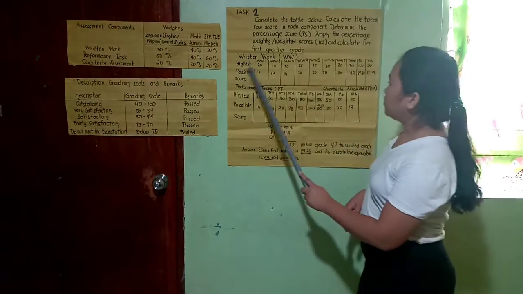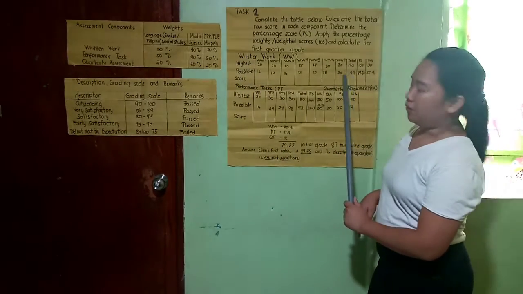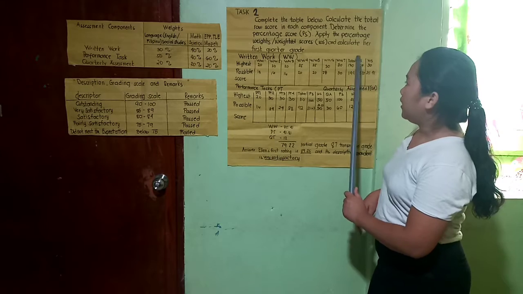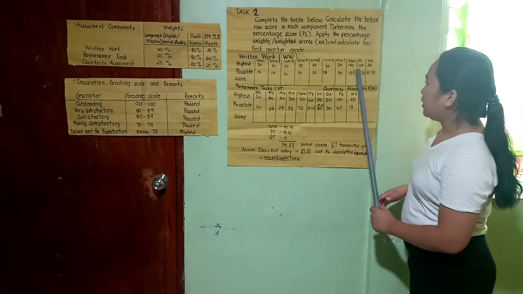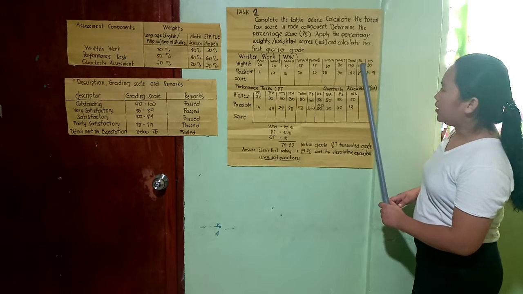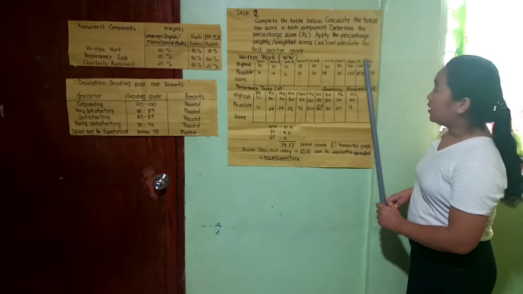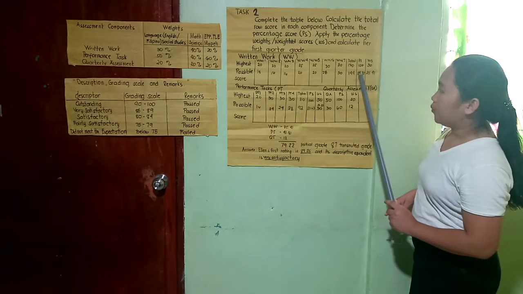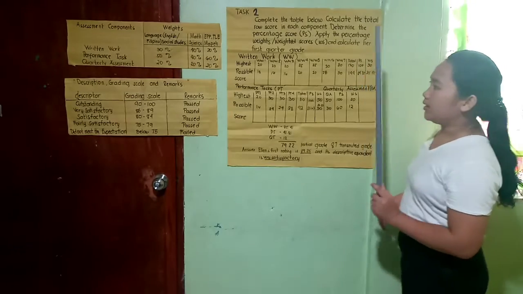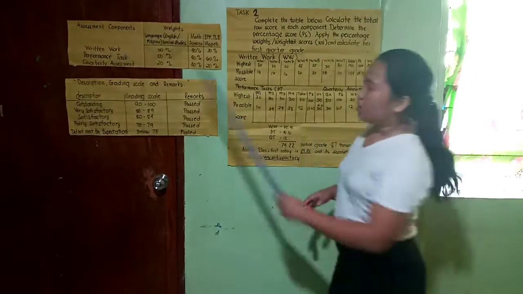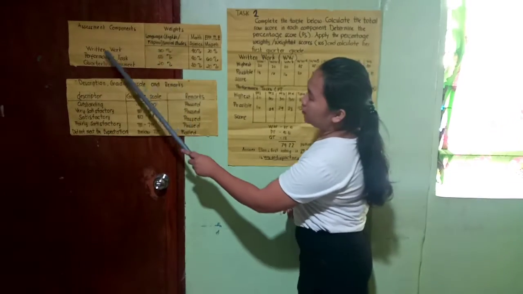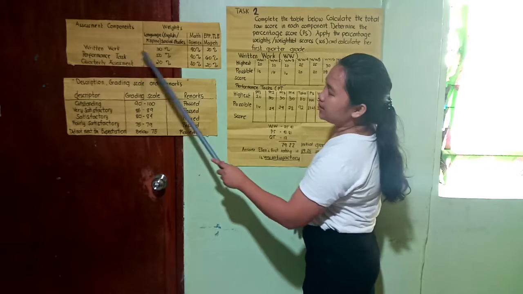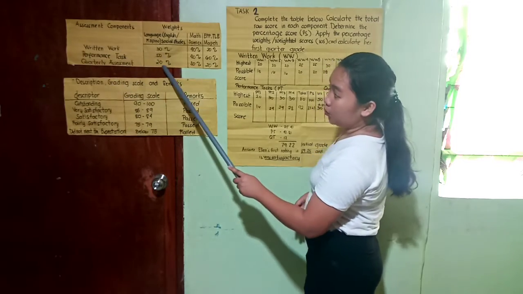So the possible score is 144. So 144 divided by 170 times 100 is equal to 84.70. Since this is Araling Panlipunan, the weight of components is 20% in written work, 50% in performance task, and 20% in quarterly assessment.